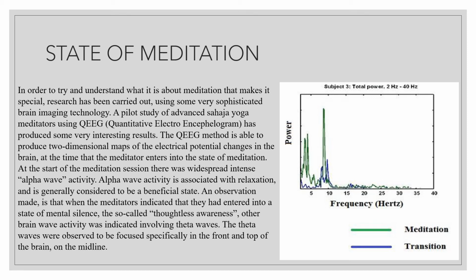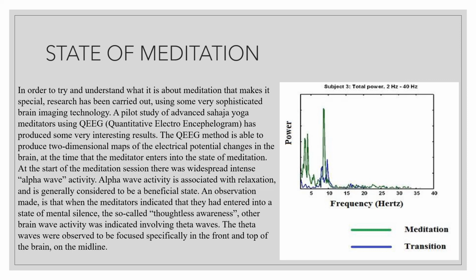The QEEG method is able to produce a two-dimensional map of electrical potential changes in the brain. At the time the meditator enters the state of meditation, at the start of the meditation session, there was widespread intense alpha wave activity. Alpha wave activity associated with relaxation is generally considered to be a beneficial state. An observation made is that when the meditator indicated that they had entered the state of mental silence, the so-called thoughtless awareness, other brain activity was indicated involving theta waves. The theta waves were observed to be focused specifically in the front and top of the brain on the midline.